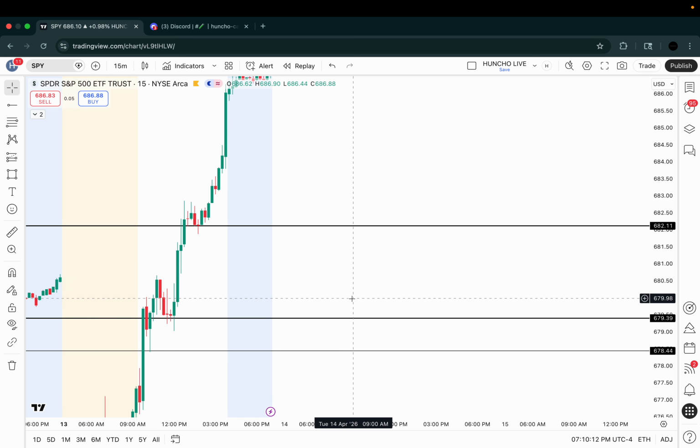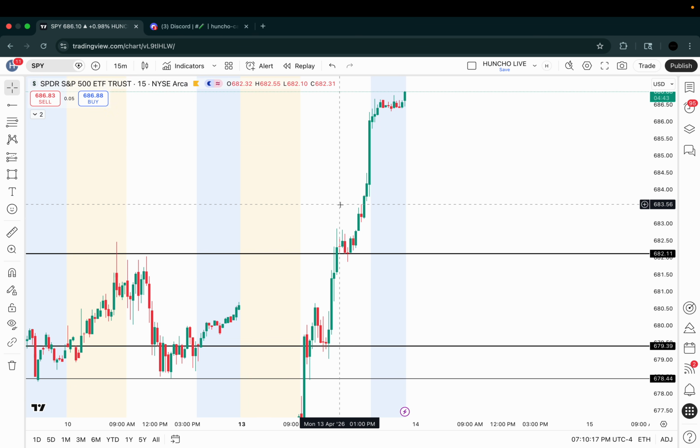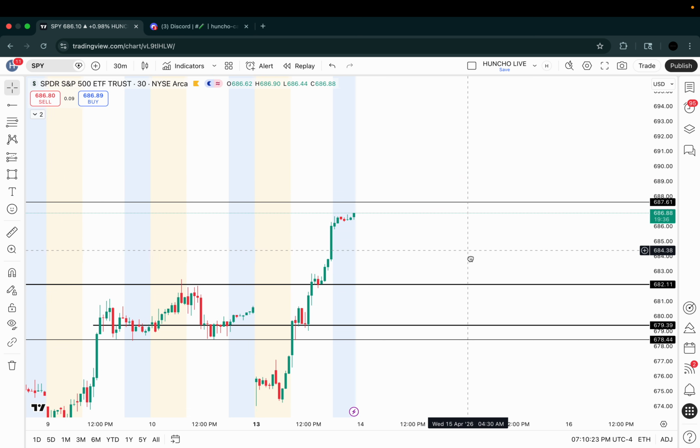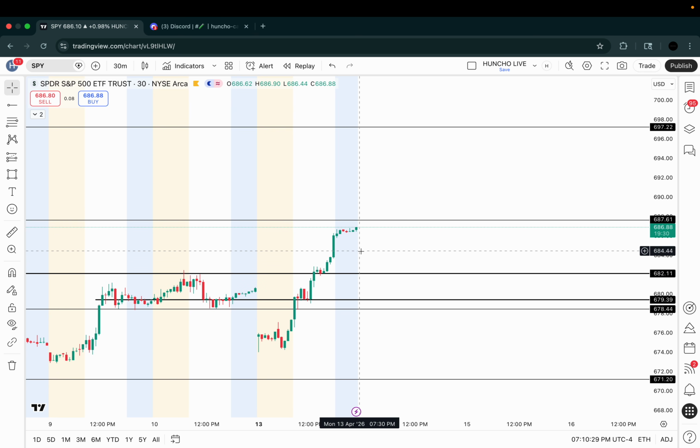So yeah, fellas, that's how I look for my levels from the 4 hour to the 30 minute. The way I look at it is I look at all these areas as ranges, like boxes. These are the ranges. So whenever we open up here, I'm looking at these levels here.